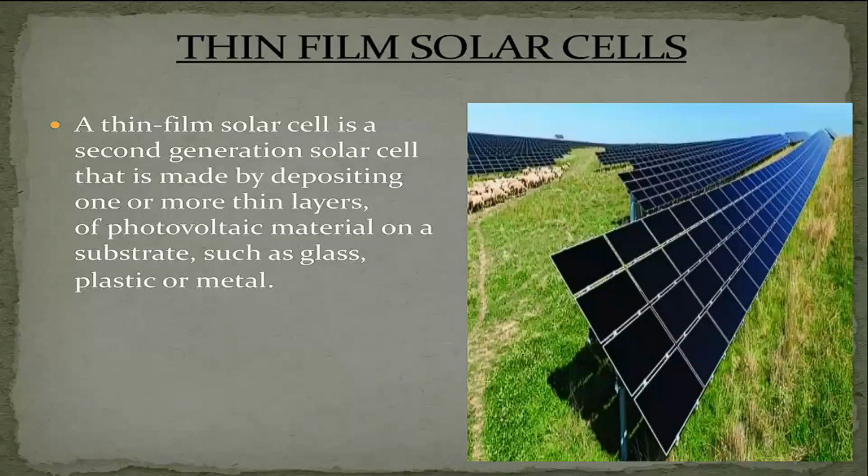Let's see what thin film solar cells are. A thin film solar cell is a second generation solar cell that is made by depositing one or more thin layers of photovoltaic materials on a substrate such as glass, plastic, or metal. You just take a substrate or a base, which could be glass, plastic, or metal, and keep on depositing one or more thin layers of photovoltaic material, which converts light into electricity, and that makes a thin film solar cell.